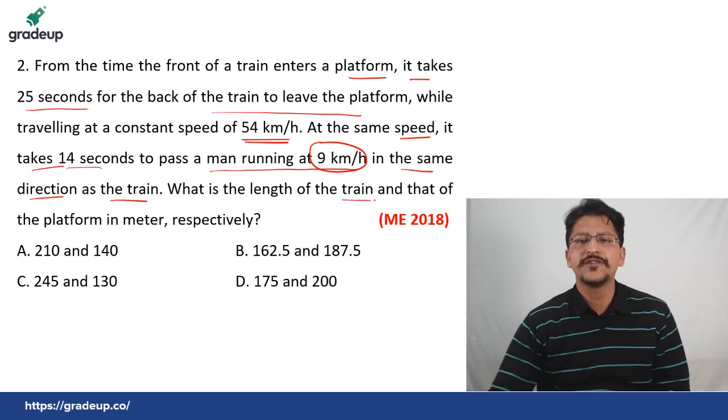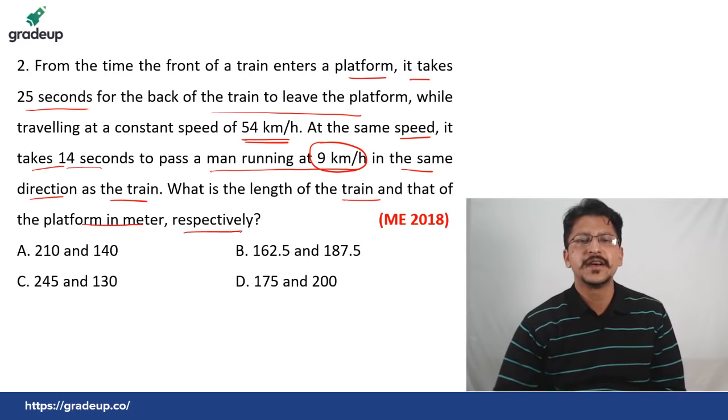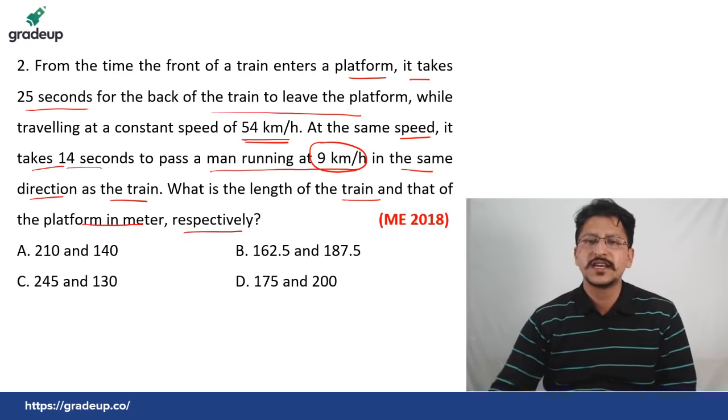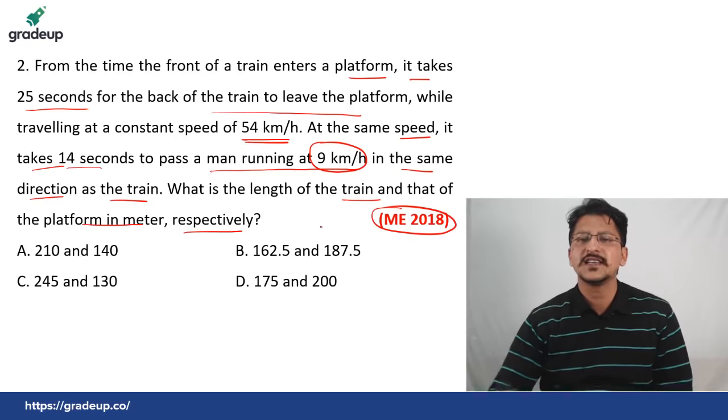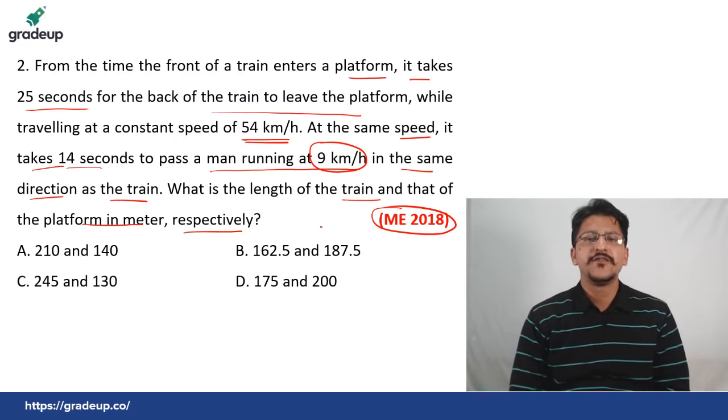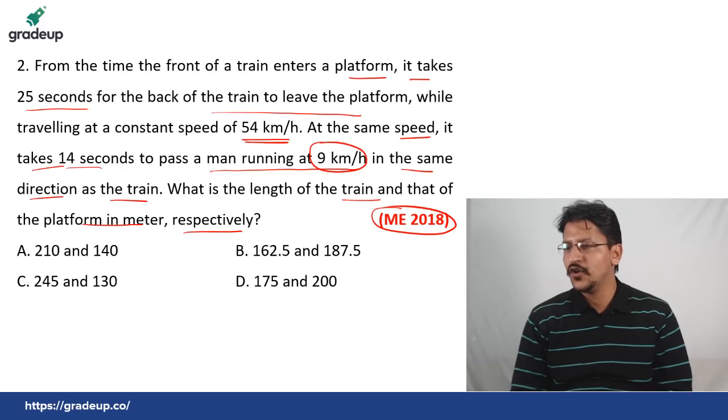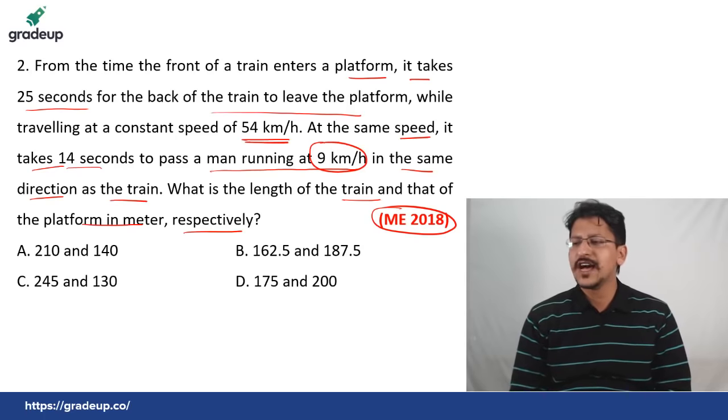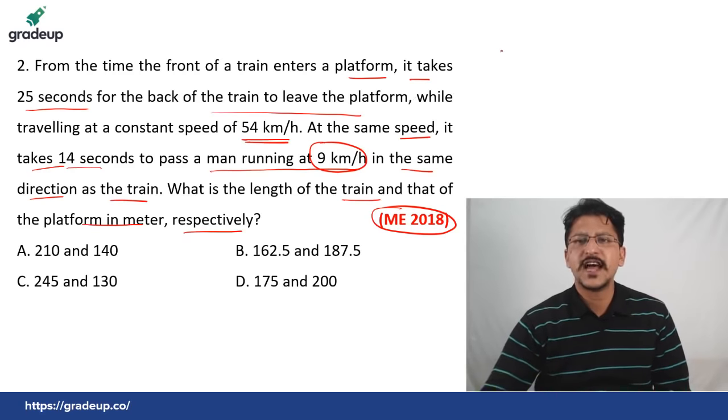Then what is the length of the train and that of the platform in meters respectively? This is the question that has been asked this year, 2018, in mechanical engineering. So find out the answer for this. Some of the answers I am getting, there's option D. Let us see. First of all, you should understand what the question is saying.